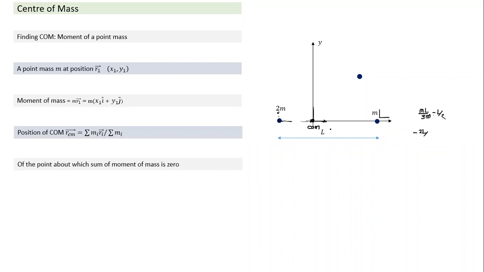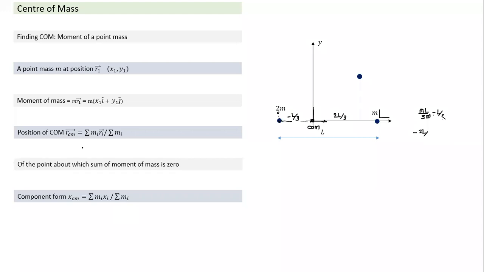If this is L, this one is equal to 2L by 3, and this is equal to minus L by 3. That's the important point we have to keep in mind. So when I calculate moment about this point, it will be m into 2L by 3 plus m into minus L by 3. It is a vector quantity, so even though we are taking only the x coordinate, we have to take the sign. That's another way to understand: it's a point about which the sum of moments of all the masses is 0.